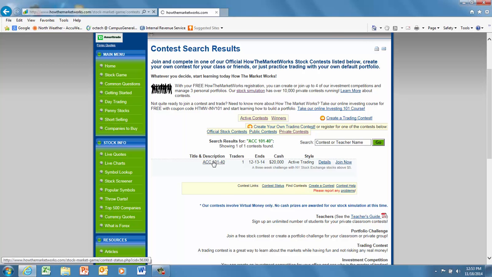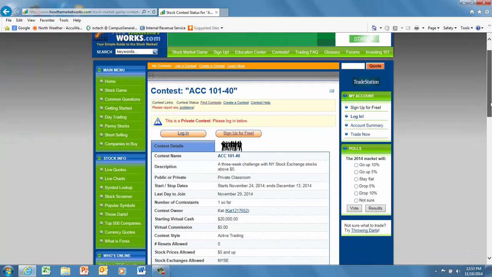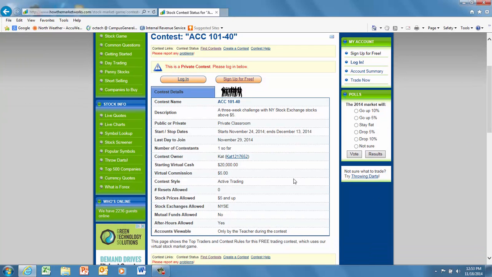Okay, and you can click on the contest and it will show you various bits of information. So it shows you the description. This is a 3-week challenge with New York Stock Exchange stocks. So this is not including NASDAQ stocks or other stock exchanges. Only those stocks which are listed with the New York Stock Exchange, and only stocks. We're not doing bonds, mutual funds, or other things like that. And the stock has to cost at least $5 per share. So we're not doing things like penny stocks.